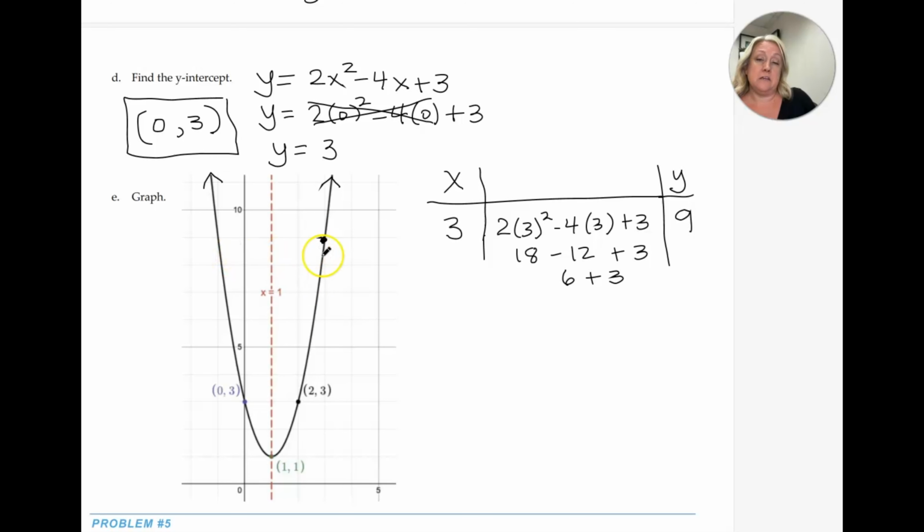And because of symmetry, we can also find another point on the other side of the parabola, because this axis of symmetry is telling us this point is 2 places away from the axis of symmetry going to the right. So if we go 2 to the left, we'll have another point there. So that's just an easy way to find a few more points on your graph if you need to.